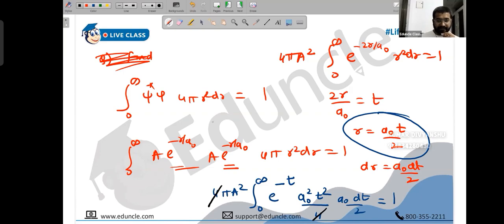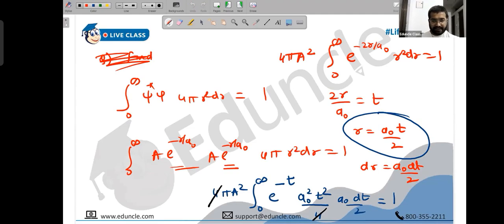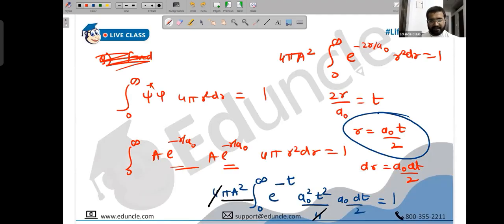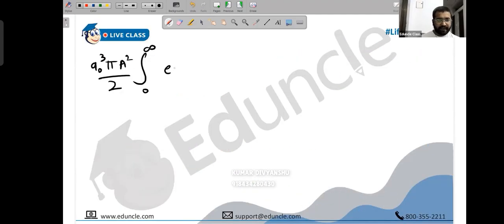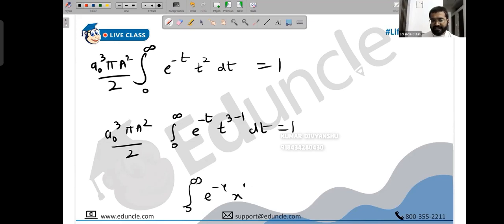So what do we have? Pi a square into the integral from 0 to infinity. a naught cube I'm taking outside, then t square dt, and I'm also taking 2 outside. So pi a square is outside, a naught cube is outside, 2 is outside, and I've got e raised to minus t t square dt. The formula is that the integral from 0 to infinity of e raised to minus x times x raised to n minus 1 dx is gamma n. So this is gamma 3.